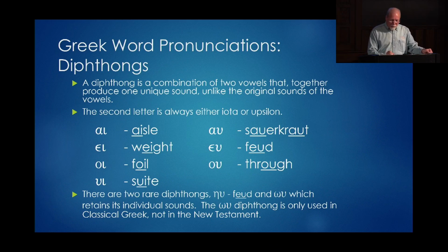So when you see the alpha and iota together, it's not separate pronunciations. It's I, as in aisle. We do the exact same thing in English with the A and I as the alpha iota. So alpha iota is the I in aisle. Epsilon iota, we do the same thing with weight or eight. You can take the W off, however it's easy for you to remember. But we do the A sound with the EI in English, and in the same way, the epsilon iota in Greek makes that A sound, weight.